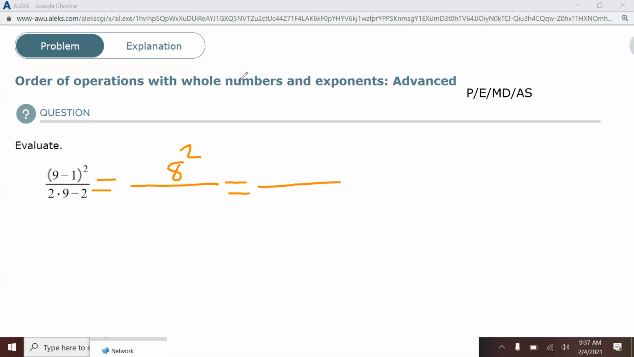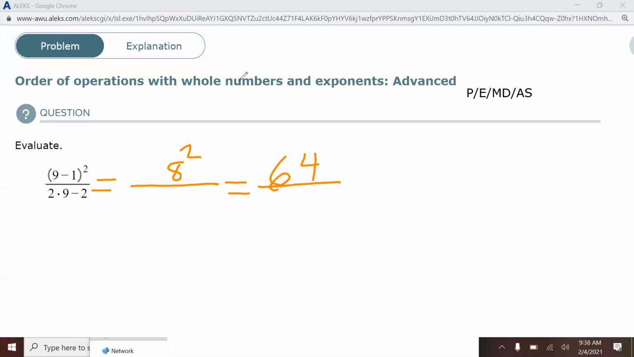Let's finish simplifying the numerator, the top. There's only one thing left to do, and that is square the 8. But I'll go through the order of operations again for practice's sake. Are there any parentheses on top? No, not at this point. Are there any exponents? Yes. So I will evaluate the exponent. 8 squared is 64. The top is now completely simplified.